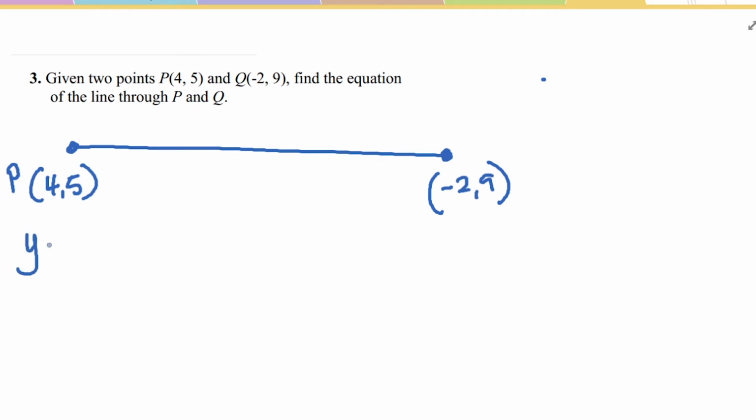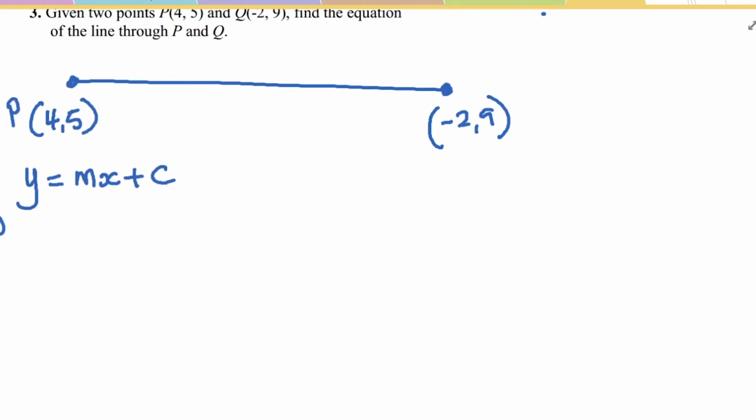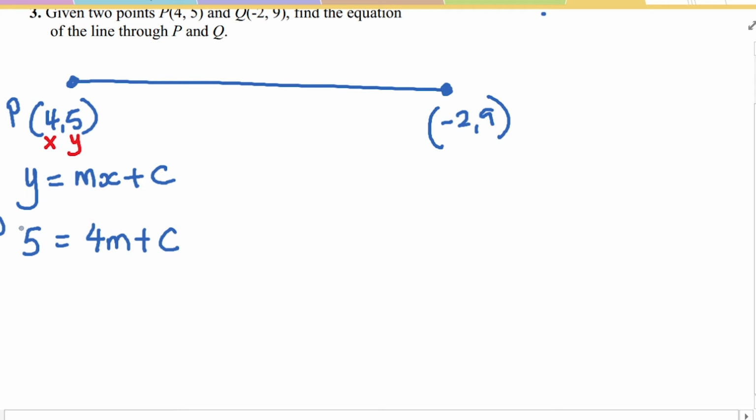We know that y is given by mx plus c. That's the equation of the line. So now, let's substitute for P. Remember, for the value of P, this is the value of x, that's the value of y. So we can say that y, which is 5, is going to be equal to m times x. x is 4, so it's going to be 4m plus c. That is as far as point P goes, and that's our equation 1.